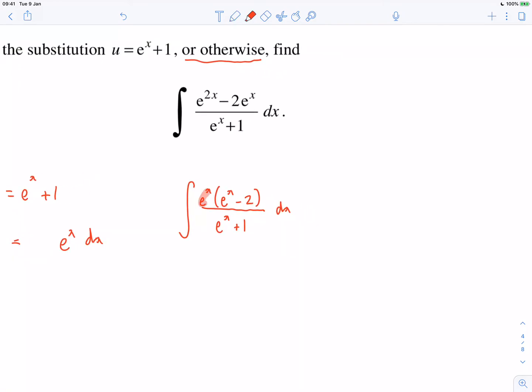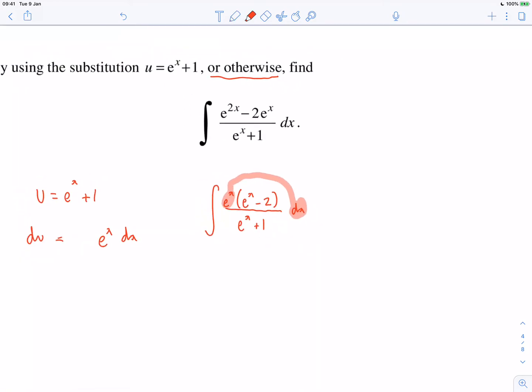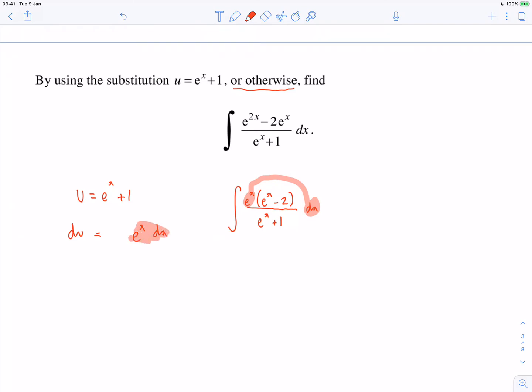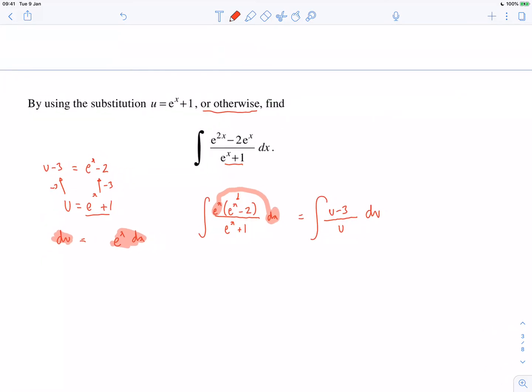Why is that nice? Because I've actually got e to the x times dx there, which is exactly this thing here, so I know I can swap that out for du. So I've got a du there, all over the e to the x plus 1 as the denominator, so I can just replace that with u. And now I've got to somehow get e to the x minus 2. Well, that's easy. If e to the x plus 1 is u, then e to the x minus 2 is just going to be u minus 3. Think about it. To go from here to here, I minus 3. So I just go from there to there, that's minus 3. So now this becomes u minus 3, like so.